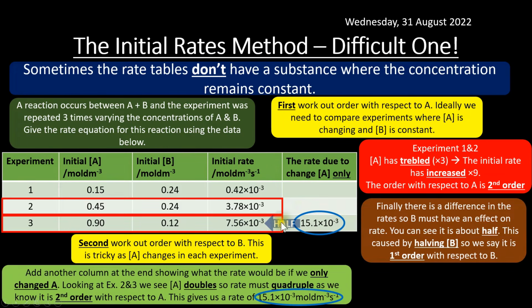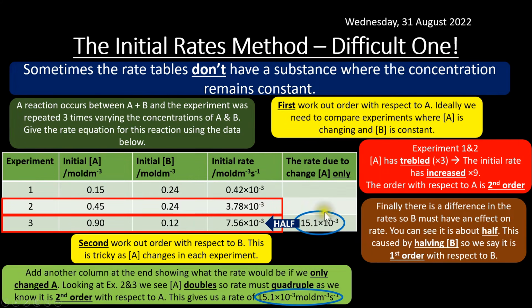Finally, if we look at what the actual rate has come out as, the actual rate was 7.56 times 10 to the minus 3. Because these numbers don't match, we know that B must have some effect on rate. It's got to.